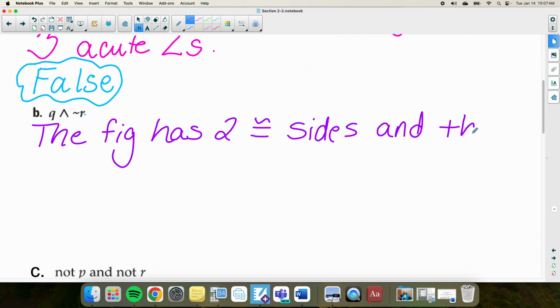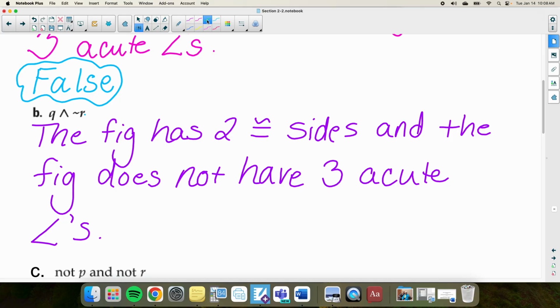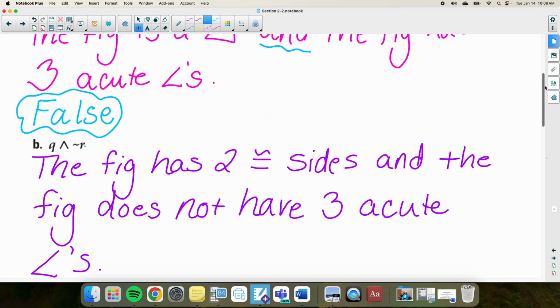And the figure does not have 3 acute angles. And when I do angles all the time, I don't know if I've shown you this or not, that's my abbreviation for angles. I do an angle symbol with an apostrophe S. You're gonna see me do that a lot. Okay? So I wrote it out. Now I have to determine is that true or false.